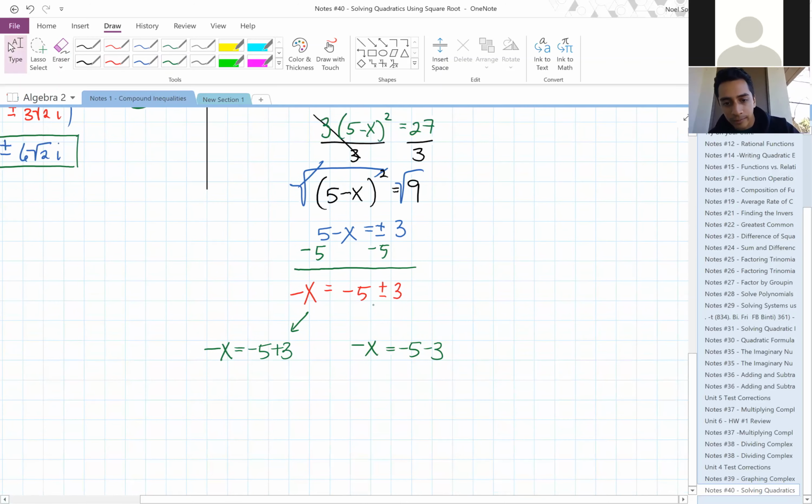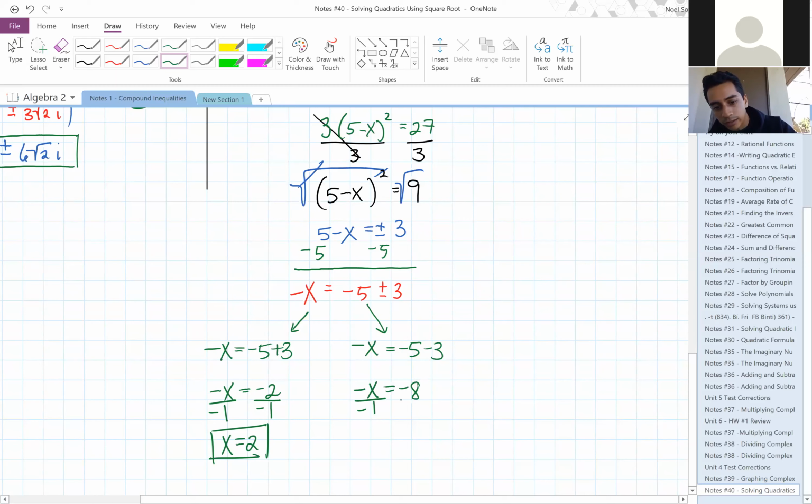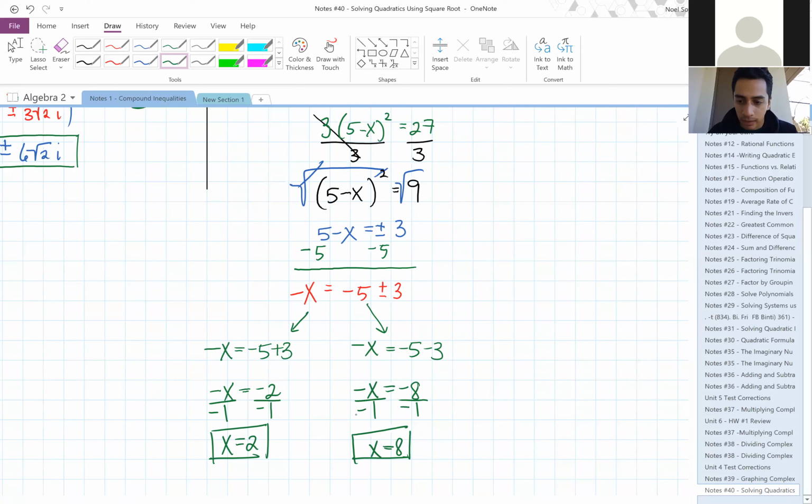So on one side, you have negative x is equal to negative 2, which means you can divide both sides by negative 1, and x is equal to 2. On the other end, you have negative x is equal to negative 8, but if you divide both sides by negative 1, then you get x is equal to 8. And that's pretty much it.